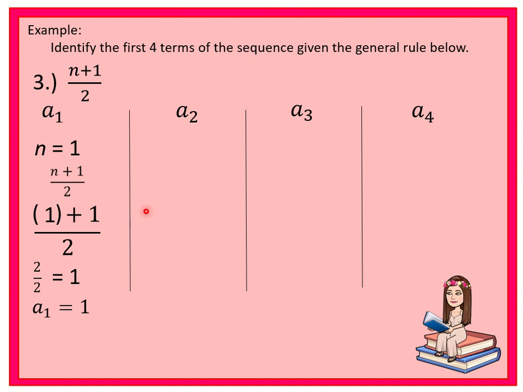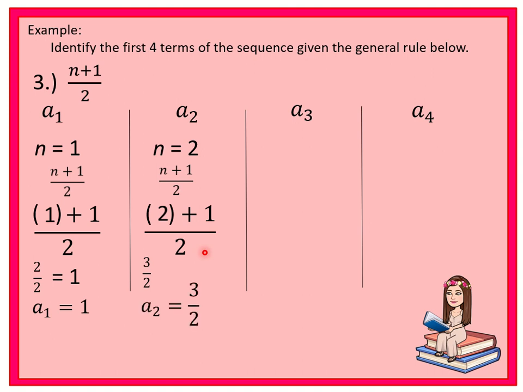Nakukuha? Sunod, second term. So, our n will be equal to 2. Copy ko yung general rule, n plus 1 over 2. Then, substitute yung 2 doon sa n. So, imbis na n, lalagay natin ay 2. Then, plus 1 over 2. Then, 2 plus 1 is 3 over 2. May lowest term ba ang 3 over 2? Wala. Therefore, ang second term na natin ay 3 over 2.